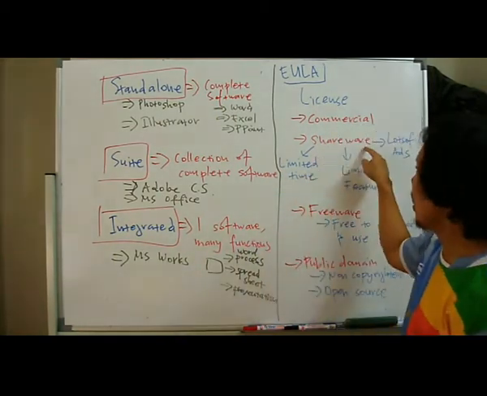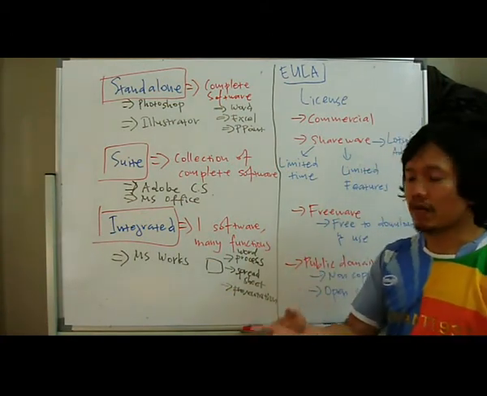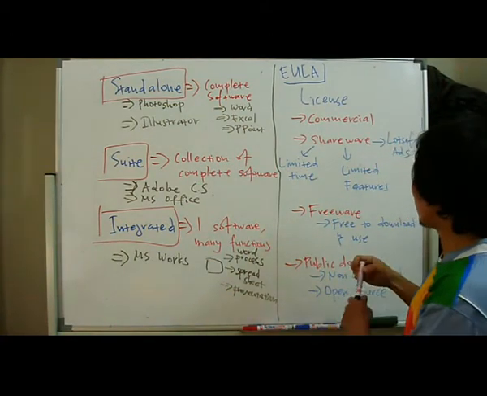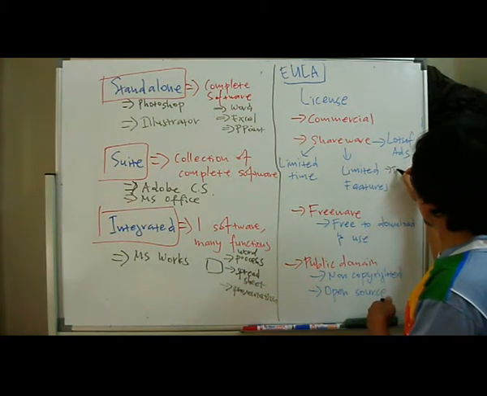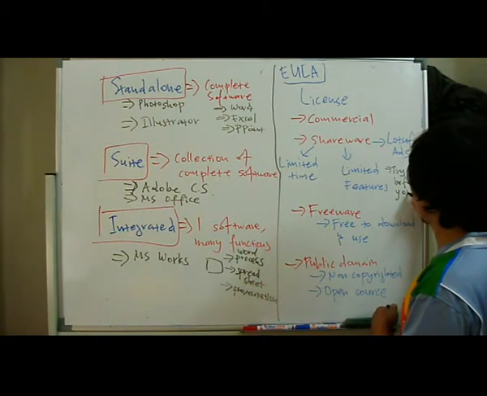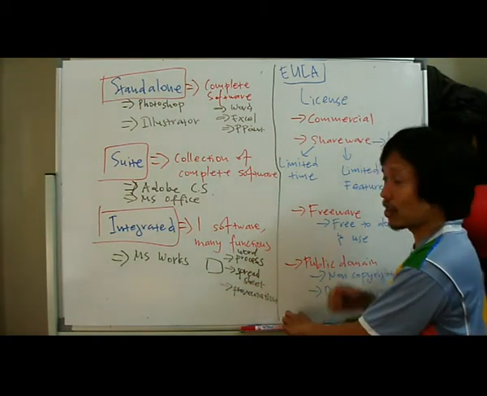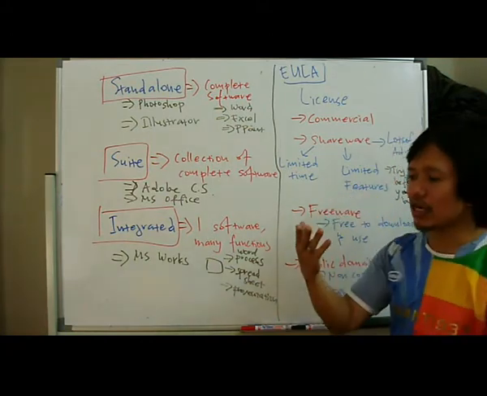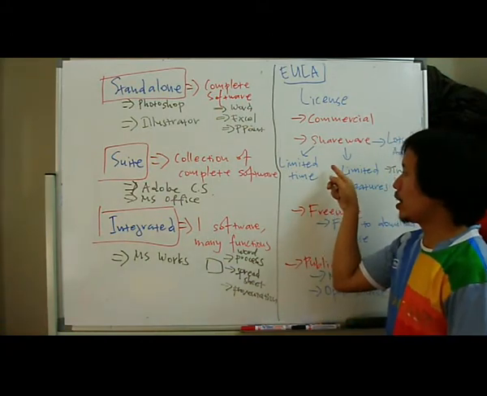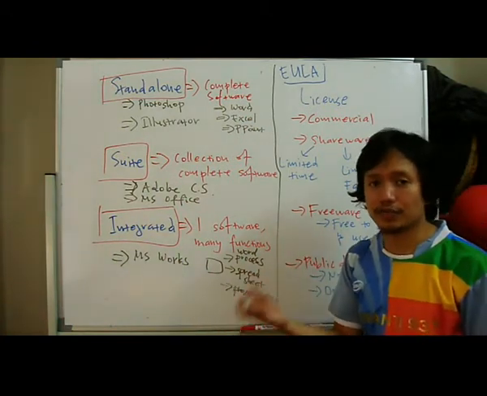Then we have shareware. Shareware is software that you try before you buy, right? Try before buy. Right? And there are several types of shareware. The first version of shareware is like a beta version, right? Where you can use it for a limited time, 30 days, 60 days, 90 days.